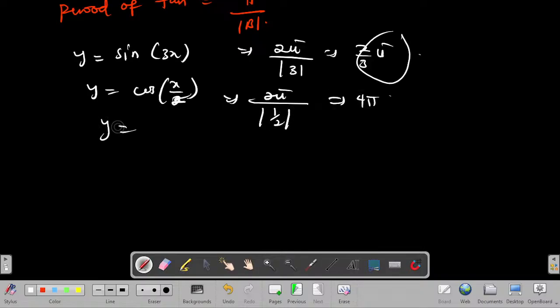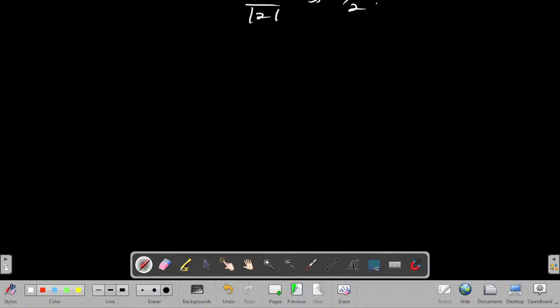Let's solve the last one. y is equal to tan 2x. You can use your eyes to tell me the answer. So y is equal to tan 2x. We are going to have pi over what? Absolute of what? 2. Is that not it? The answer is pi. As simple as that. So this is all about periodic functions and how to find the period of a periodic function.